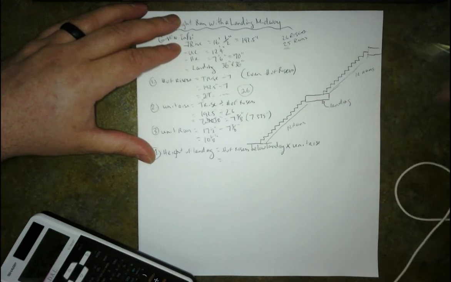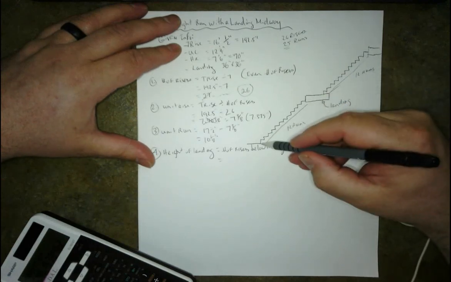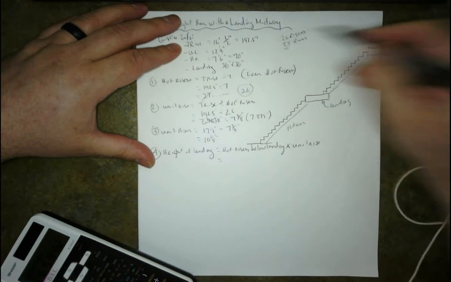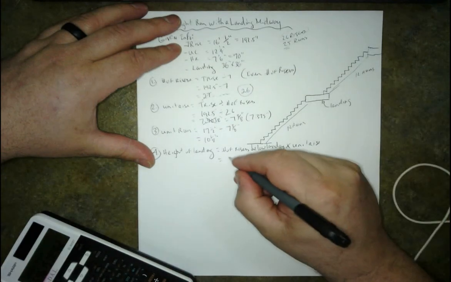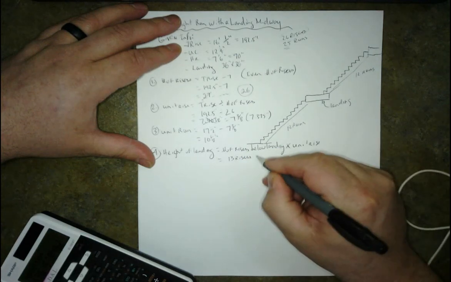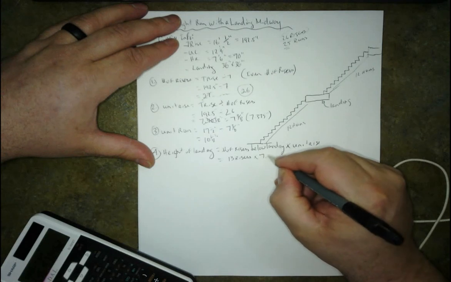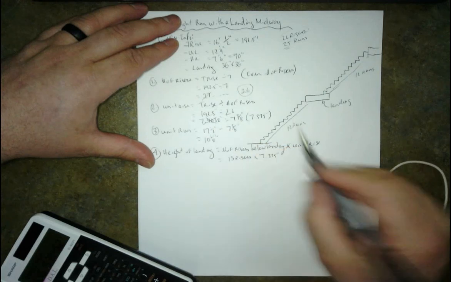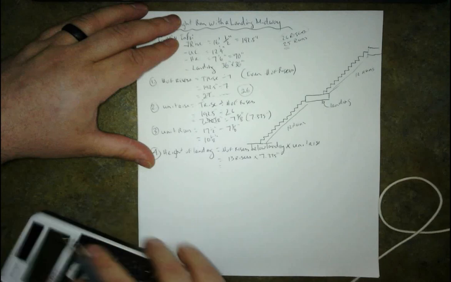So if I want to determine the rise, if there's 12 runs here, that means there's going to be 13 rises, right? Which makes sense, right? There's 26 risers, so to the halfway point it's going to be 13 rises. So there's 13 risers to that point, multiplied by the unit rise of 7.375. That's where we're going to lose a little bit of accuracy here, okay? That's the true number. We kind of rounded that, so that's going to change it a little bit.